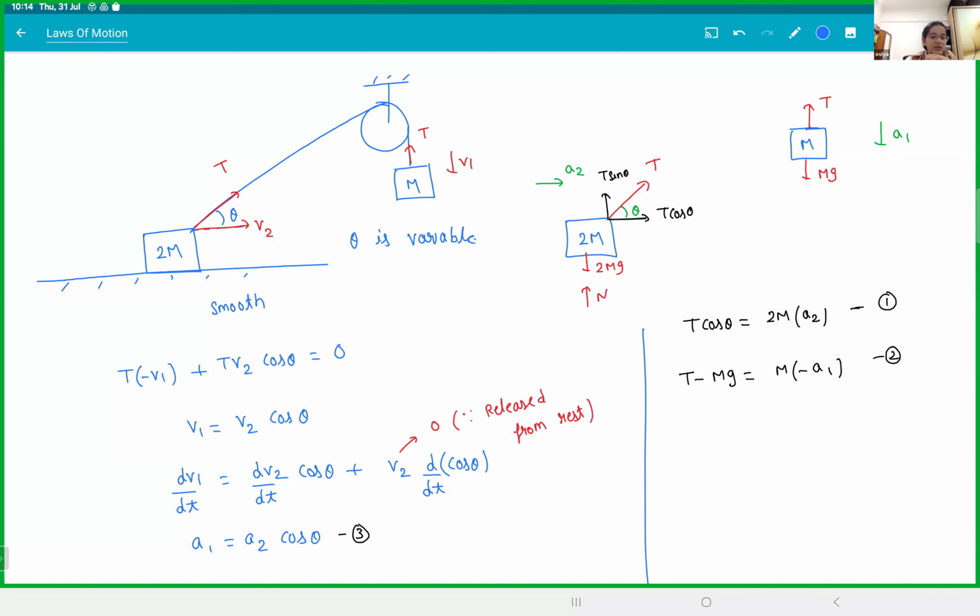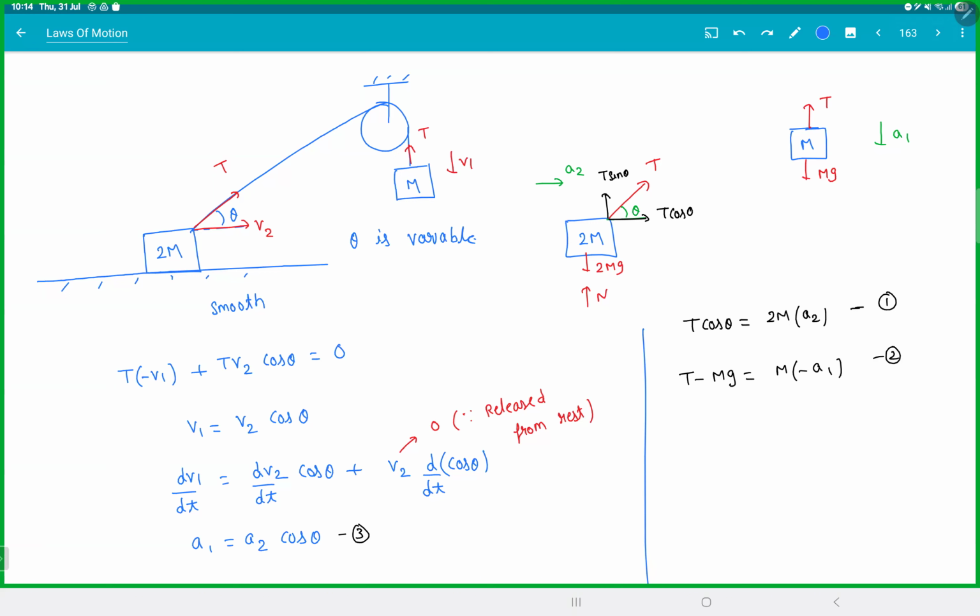Sir, could you explain, when you differentiated dv, then what you did? Chain rule, no? Product rule, right? Because theta is variable and v2 is variable, you have to differentiate both of them, product rule. No, I'm asking why did you take v2 as initial velocity?